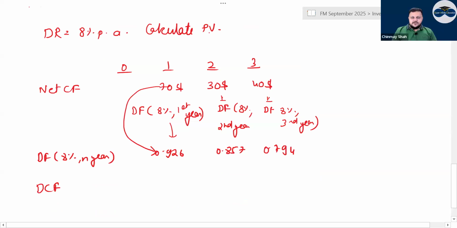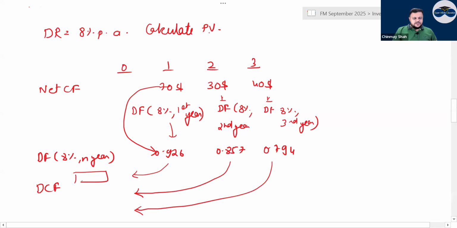Basically, can I say that you are pulling the cash flow from first year and bringing it to 0 year. You are pulling the cash flow from second year and bringing it to what? 0 year. Third year to 0 year. So tell me, today's value of the 70 that you receive after 1 year at 8% is how much? 70 into 0.926 is 64.82. Second year, how much is it?